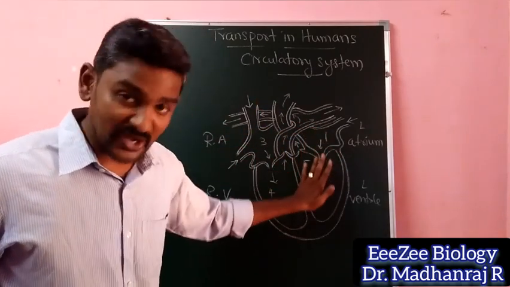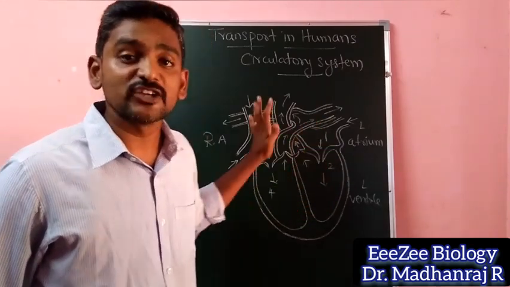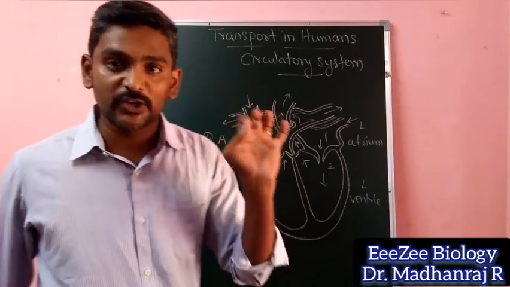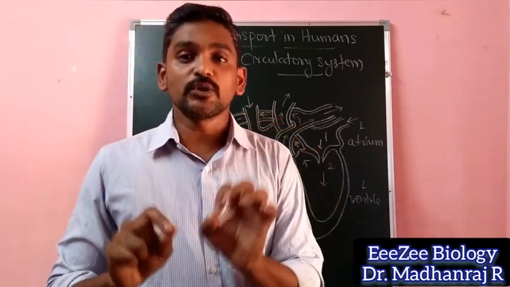So in the case of the left side, only oxygenated blood will be carried, whereas in the case of the right side, only deoxygenated blood will be carried. These two will not be mixed up. So you have to remember that.